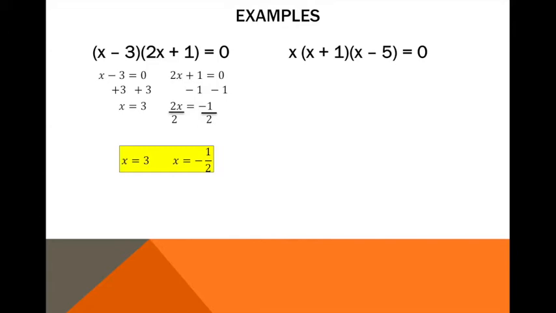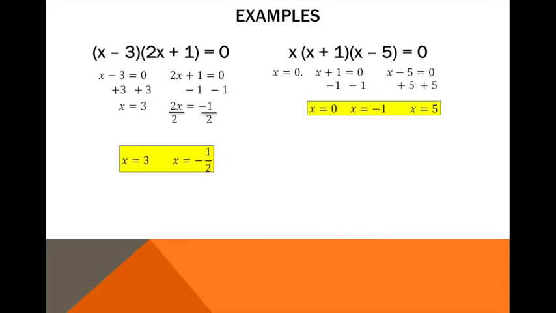Okay, so for this one we're going to set all three terms equal to 0. So x equals 0, x plus 1 equals 0, and x minus 5 equals 0, and solve. Subtract 1 from both sides, and add 5 to both sides. So x equals 0, x equals negative 1, and x equals 5.